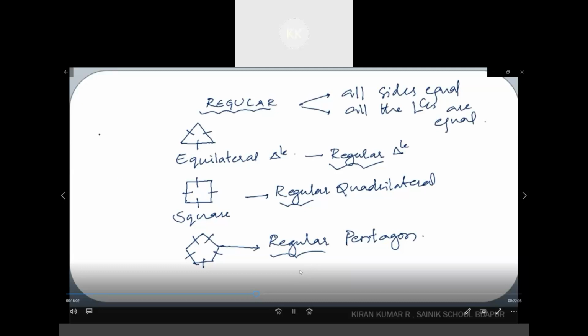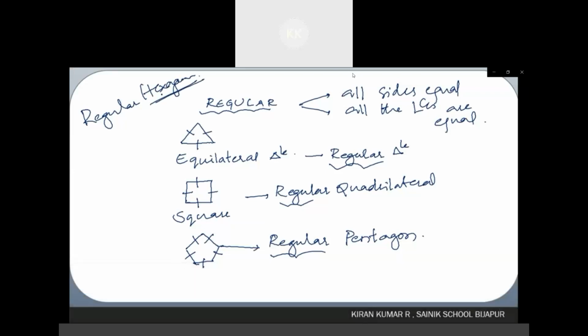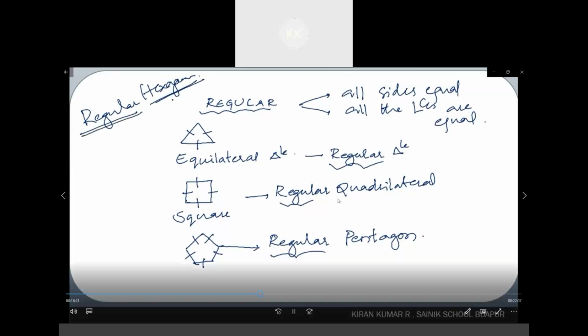So a question arises here, what is the meaning of regular hexagon? What is a regular hexagon? We have learned hexagon refers to a six-sided polygon. A regular hexagon is one in which all the six sides are equal. Not only that, all the six angles are equal.